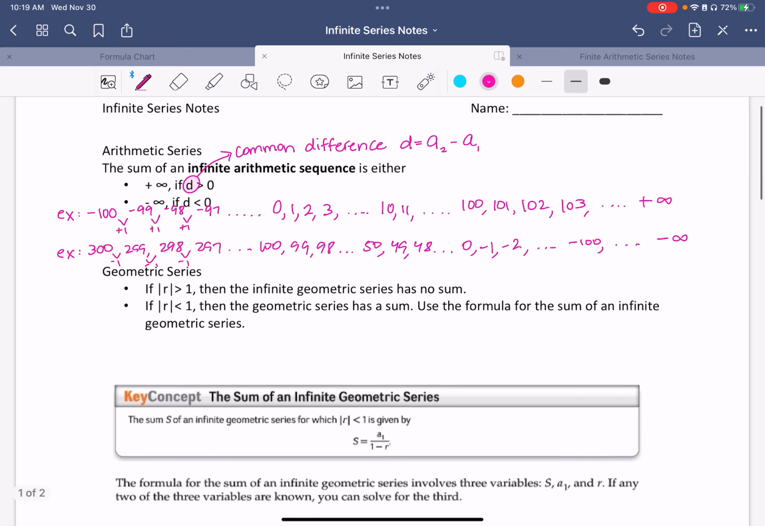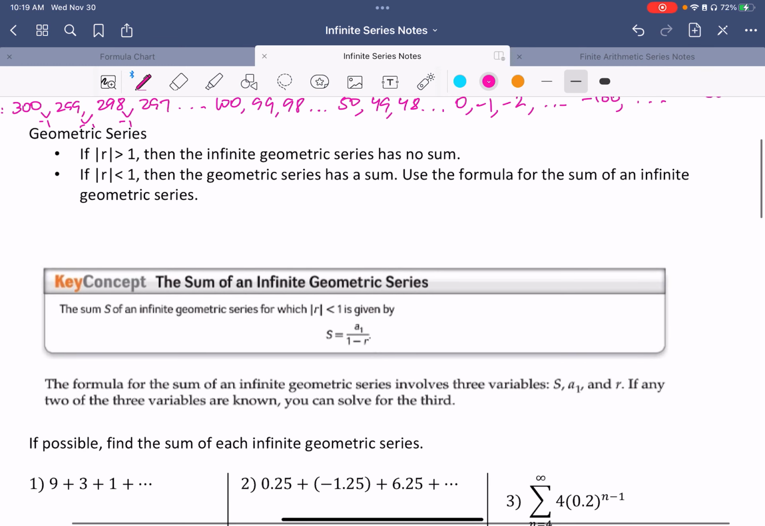Alright, moving on to geometric series. So if the absolute value of r is greater than 1, then the infinite geometric series has no sum. Now what does that even mean? That just means the sum does not exist. Now we abbreviate does not exist as just D and E, so you don't have to always keep rewriting does not exist. But if you take the absolute value of the common ratio and it ends up being greater than 1, then you're done. That means there is no sum.